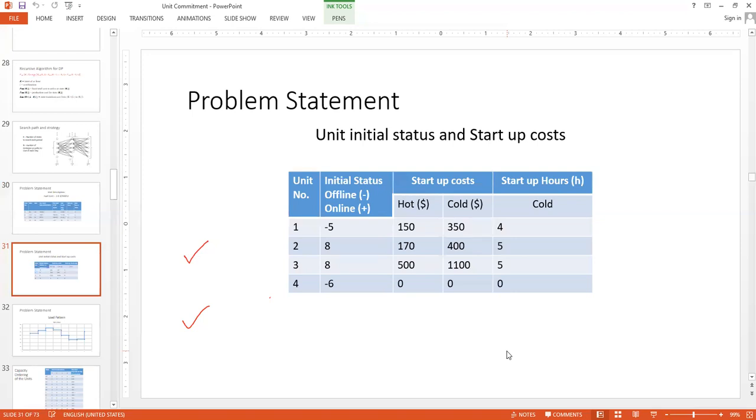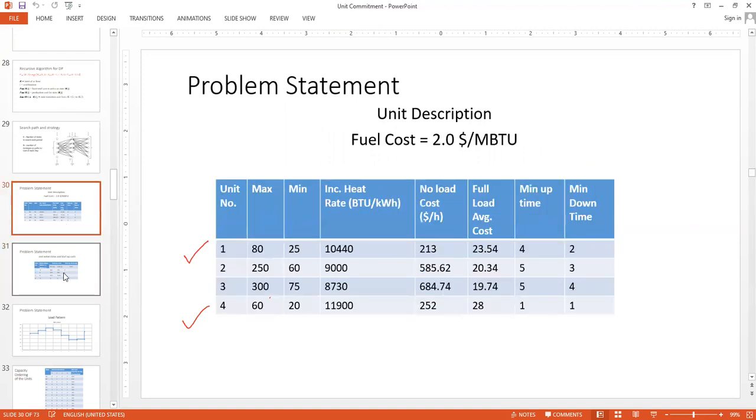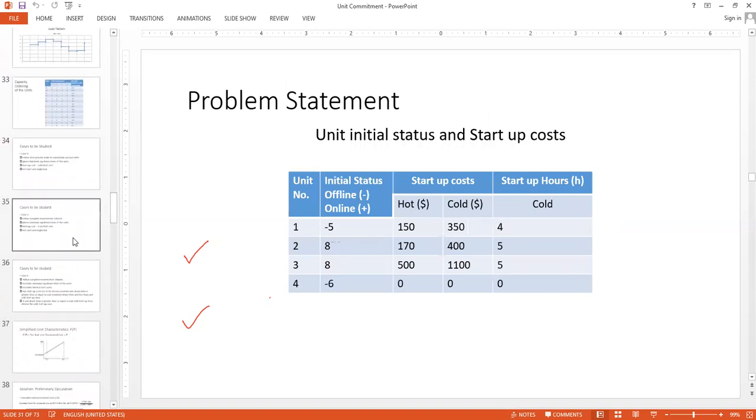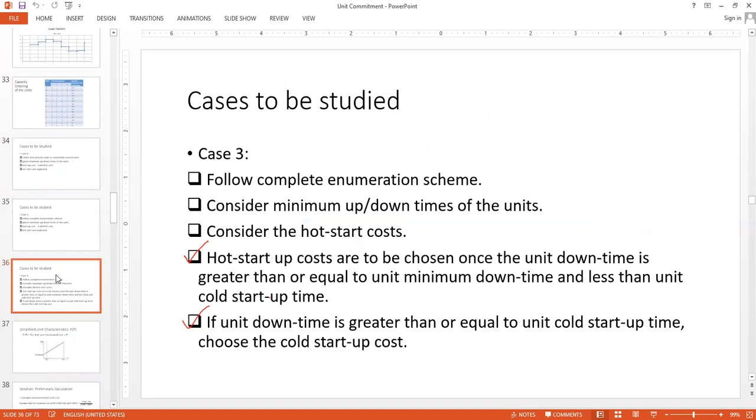Now if I decide to turn unit number 1 on, the startup cost has to be taken as 350 instead of 150. However, if this value is less than 4, and I wish to turn it on again, then I have to go for the hot start cost. In this manner, I can choose between hot start cost and cold start cost.